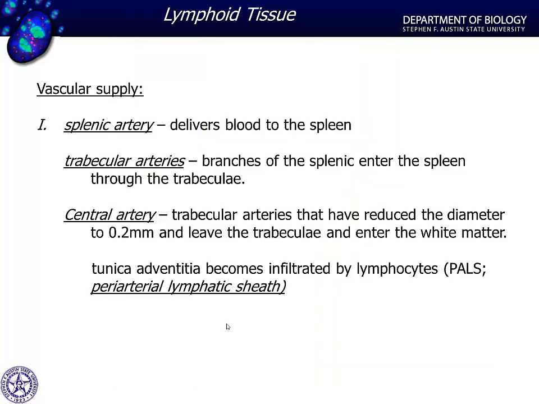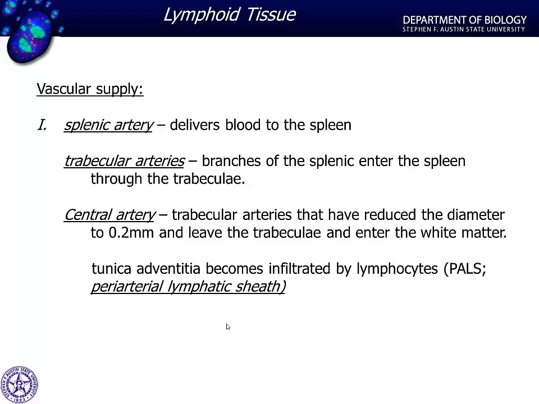So we're all about blood vessels, either bringing in red blood cells or white blood cells into the spleen. And so our delivery of blood as it's coming in is from the splenic artery. Once the splenic artery enters the spleen itself, we are going to have branches that are going to spread out, and these are going to course into the spleen through the trabeculae, so we refer to them as trabecular arteries.